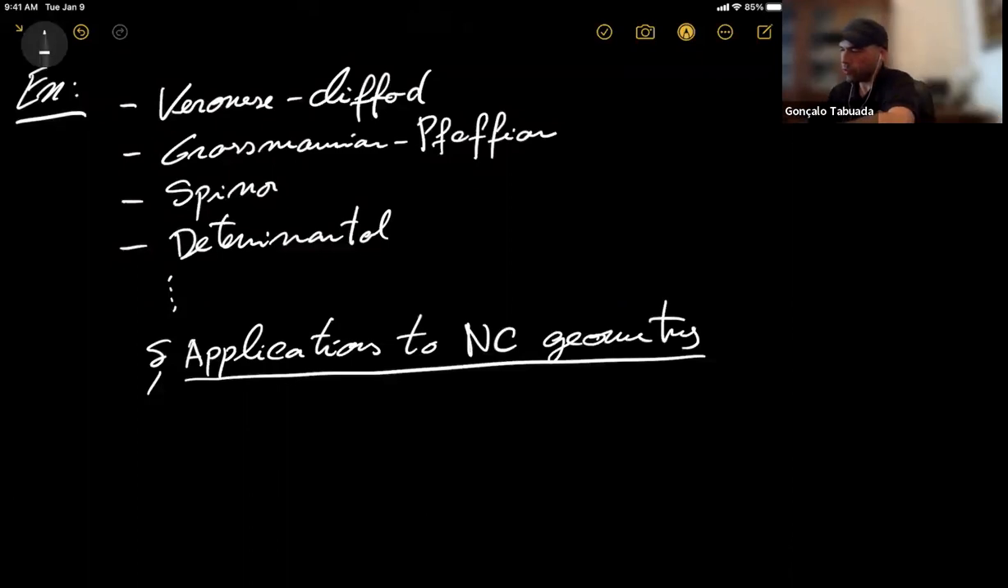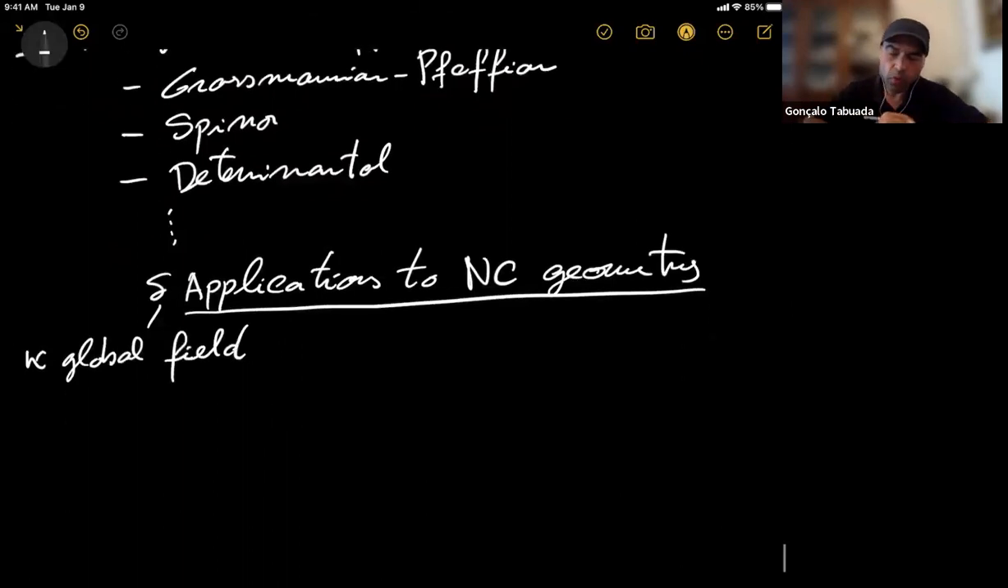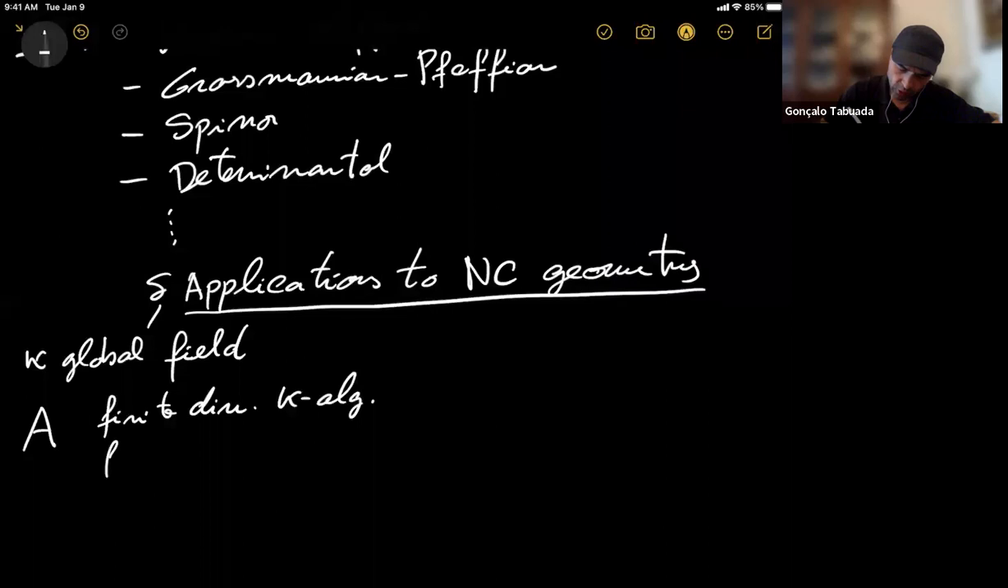So what do I want to say here? So again, let's say that we are working over a global field. And let's grab one of those geometric non-commutative schemes. So we know that one example is given by these finite dimensional K-algebras, which are of finite global dimension.